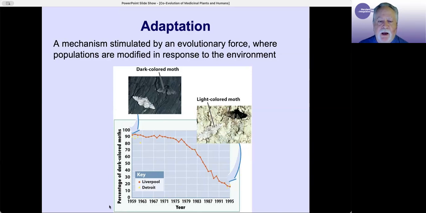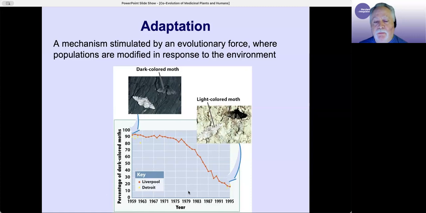We have both Liverpool and Detroit, two cities that used a lot of coal. Back in 1959, the dark-colored moths dominated. There were many more of those, and that gene pool was much richer. You can see there was a lot of soot on buildings from Liverpool and Detroit being big industrial towns and coal being a big source of energy, because the light-colored moth was easy to spot by predators.